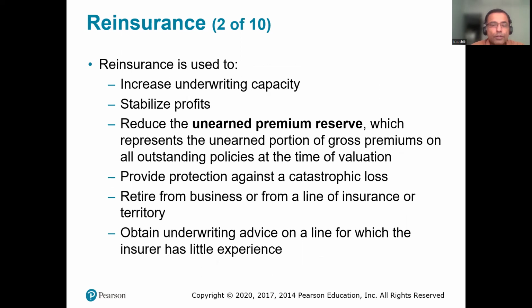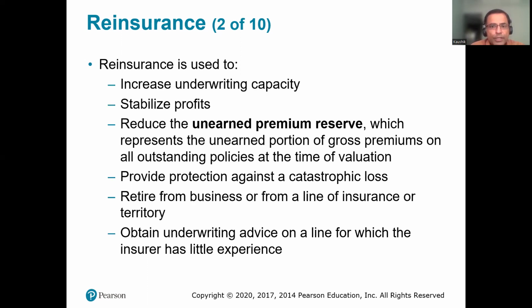So why is reinsurance important? Because it helps to increase underwriting capacity. Whatever policies are written, part or all of it is transferred to the reinsurer. It helps to stabilize profits and it helps to reduce the requirement for unearned premium reserve. So the unearned portion of the premium is the one which pertains to outstanding policies. So in case of reinsurance, the requirement for maintaining a reserve fund for unearned premium goes down.